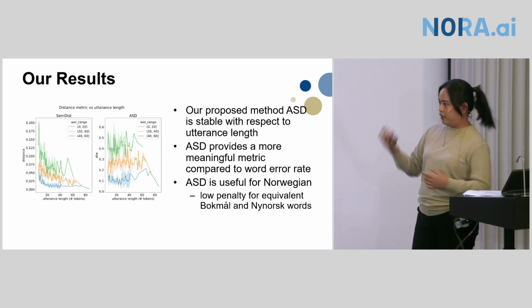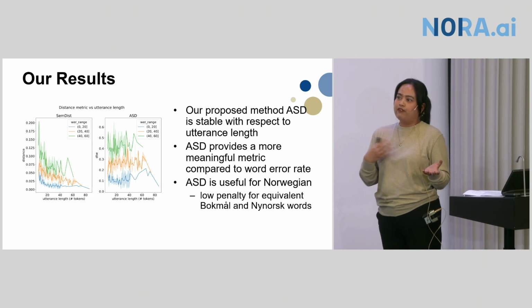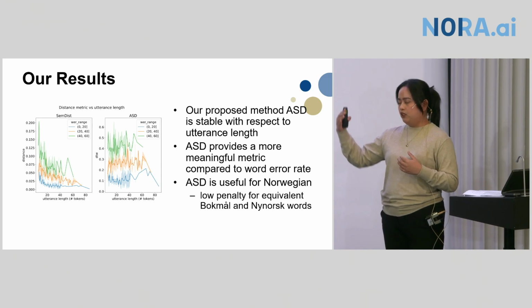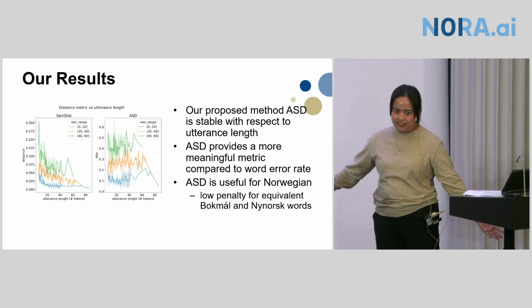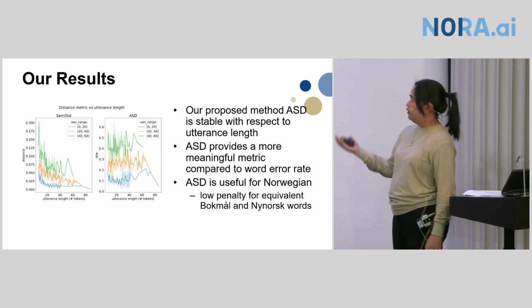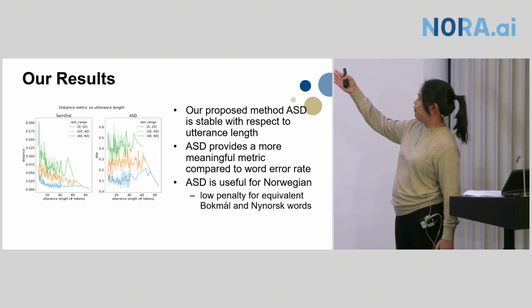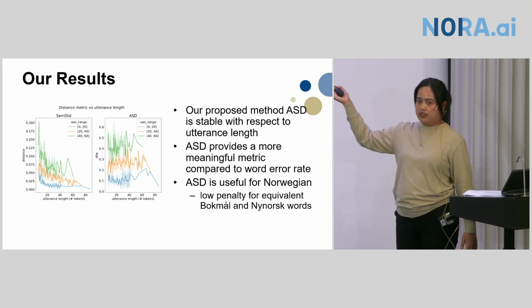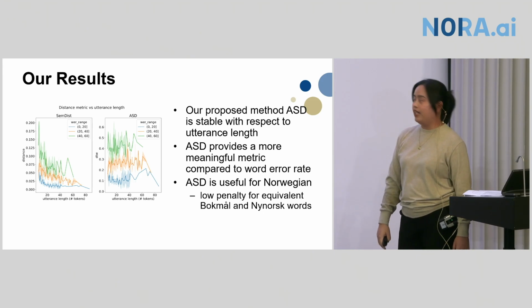In our experiments, we found that the averaging in SemDist blurs out the information. If you have longer utterances, the metric would naturally give you lower values, so any difference would just be averaged out over the length of the utterance. But our metric is actually robust to the utterance length. In this line graph, you would see that with longer utterance length, ASD, or aligned semantic distance, doesn't really result in lower values.